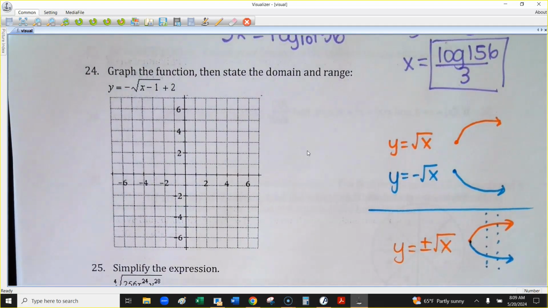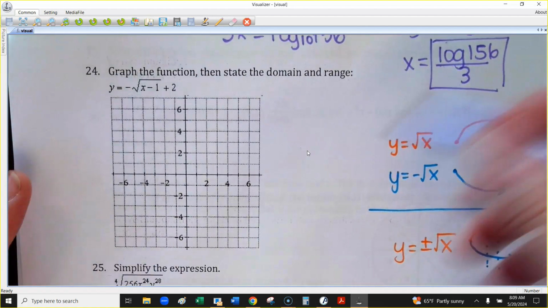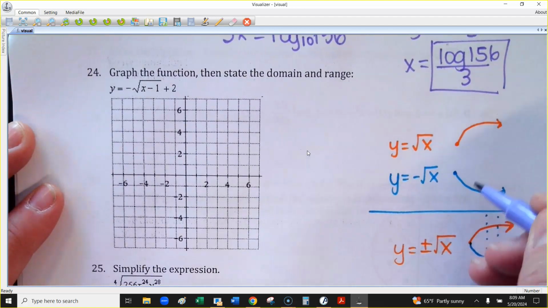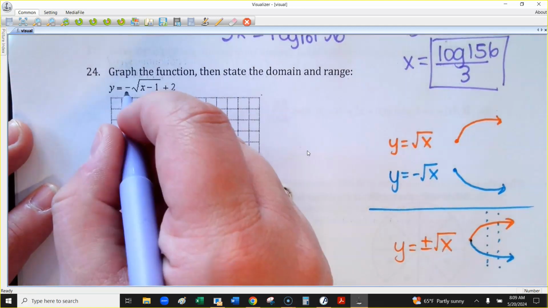Now, in our case, for this graph, we have negative square root of x minus 1 and then plus 2. And the reason it doesn't flip back like a cube root, you can't take the square root of a negative number because that's going to give you i. So that's why we don't have a flip back. You're just going to either swoop up to the right or down to the right. In this case, it's down.